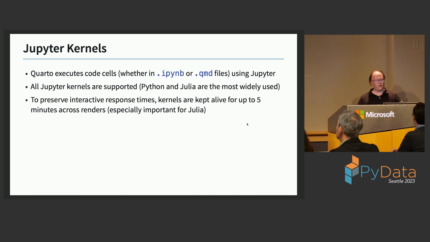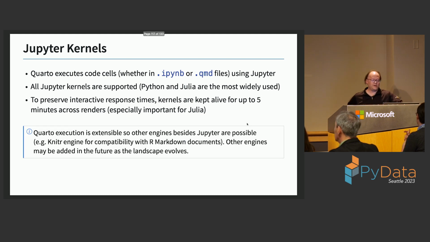One of the things we want is for working with these documents to be very interactive, so we keep the kernels alive for up to 5 minutes across renders, because startup time can be long, especially for Julia, it can be like 30 seconds. So we keep the kernel alive so that it's fast and responsive. It's also important to note, Jupyter is not the only execution engine we support. The execution engine part of Quarto is actually extensible. We support the knitr engine for compatibility with our Markdown documents, and we can add other engines in the future. So all the investment we're making in Markdown and Pandoc and publishing outputs works with Jupyter now, but if there are other interesting execution engines that come along in the future, we can plug into those as well.